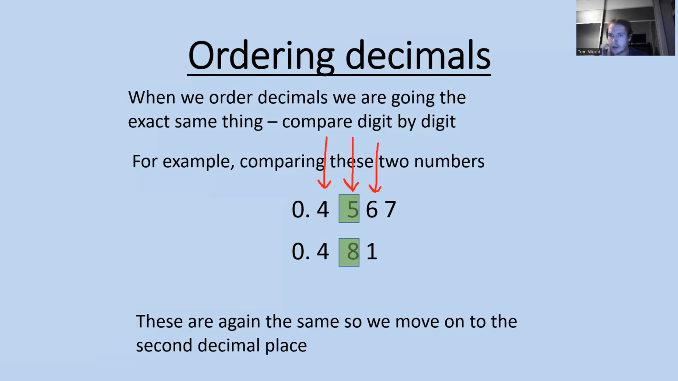So I'm going to track along. I'm going to have a look at the next decimal place, and this is where the values change. So at this point, I can then say, well, I've got a 5 in the top and I've got an 8 in the bottom. That means that the lower decimal, at this point, we can determine that this one is the larger decimal.